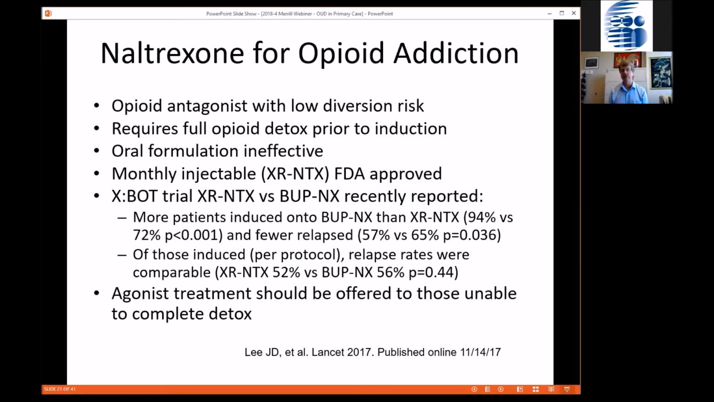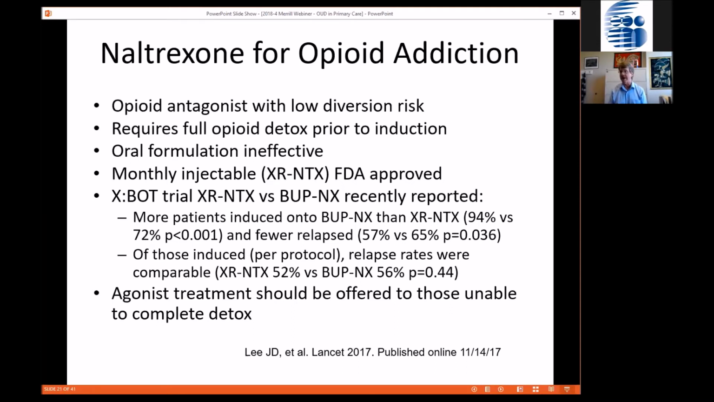The results really were that you could get more people onto buprenorphine than naltrexone. You can see the numbers there, 94% versus 72%, and fewer people relapsed who were on buprenorphine. So it wasn't quite as effective as buprenorphine, but the people who actually made it through the process of getting off opioids and onto naltrexone did just as well as the people on buprenorphine. So there is some evidence that it works if you can get people on it.